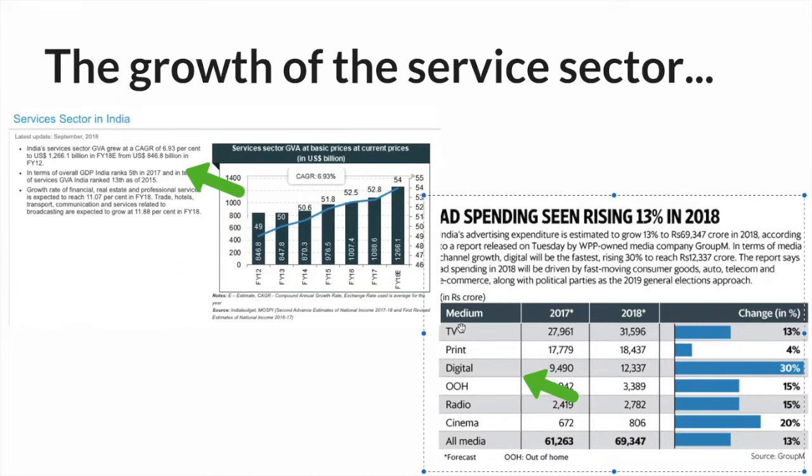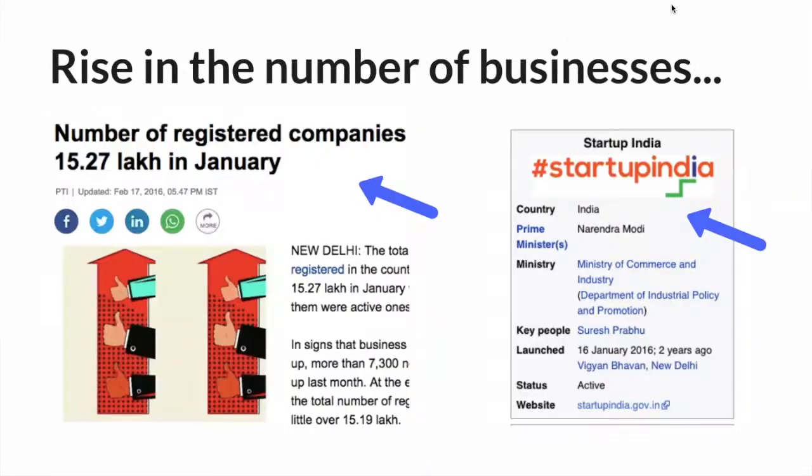So, as you can see, compared to TV, print, OOH, radio, cinema, and all other media, digital has the highest growth rate, 30%, and this is since 2018. The third thing you need to realize is the rise in the number of businesses in India. A lot of businesses are starting up every single day. As you can see, the number of registered companies was 15.27 lakhs in January.